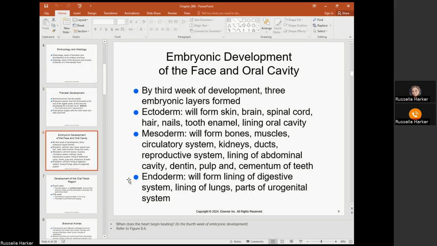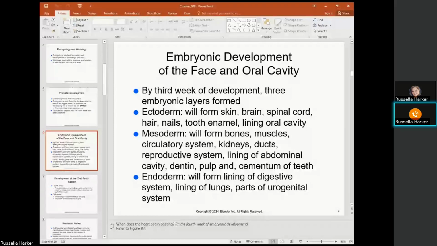So during the embryonic development, we're going to talk about embryonic development of the face and the oral cavity. By the 3rd week of development, 3 embryonic layers are formed. The ectoderm is going to form skin, the brain, spinal cord, hair, nails, tooth enamel, and the lining of the oral cavity. The mesoderm layer will form bones, muscles, circulatory system, kidneys, ducts, reproductive system, and the lining of the abdominal cavity, along with dentin, pulp, and the cementum of the teeth.